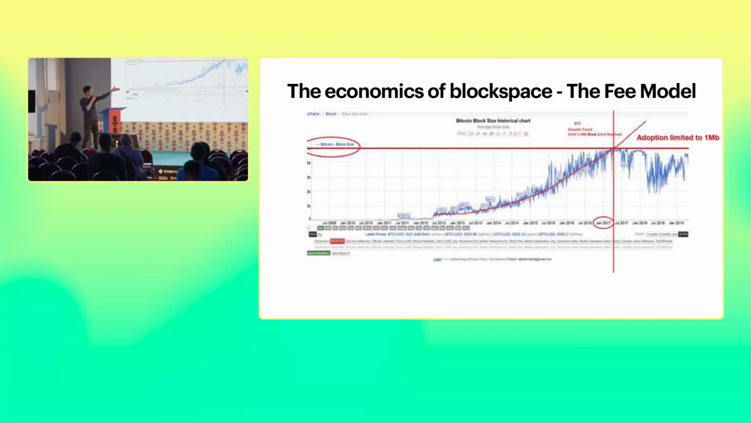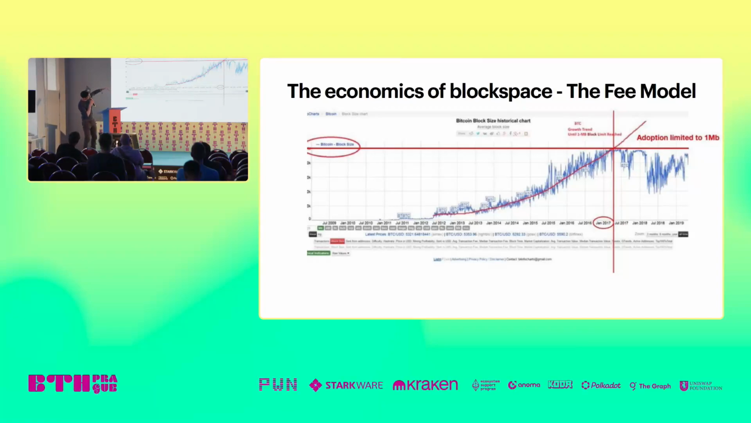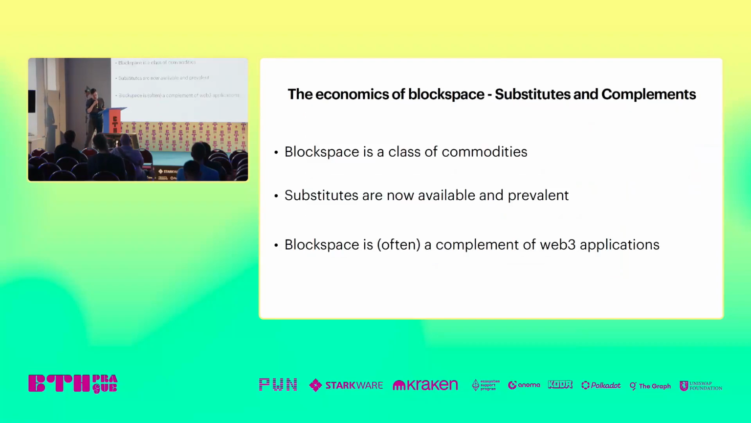What's going to happen when we reach the limit? Around 2017, it did reach that limit, and you see that everything was pretty much capped. There's also a slight downtrend after, which relates to, again, the substitutes.